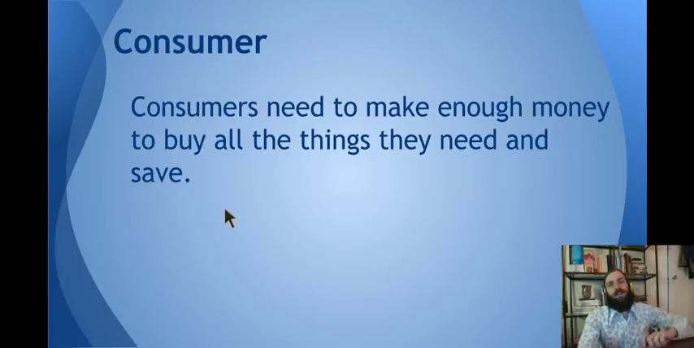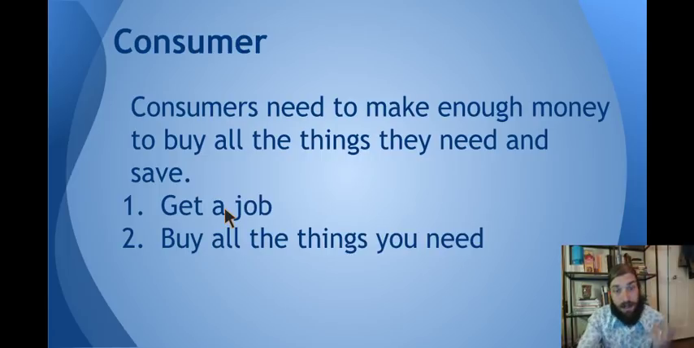Now let's go back to the consumer's point of view. Consumers need to make enough money to buy all the things they need and save some. So they get all the things they need, and then they also have money left over to save. That's their goal. So they need to do two things to do that. They need to get a job so they can make some money and buy all the things that you need just so you can survive, right? Your food, your clothes, your home.